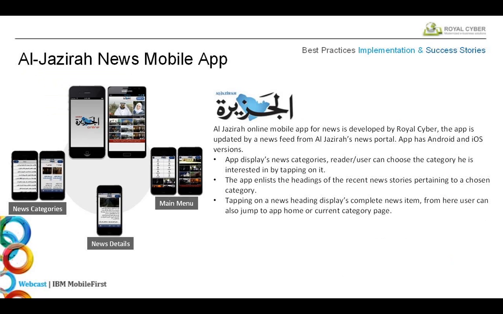The app lists the headings of the recent news stories relating to the chosen category. Tapping on the news heading displays the complete news item. From this point, the user could also jump to the app home or the current category page. The biggest feature and improvisation in this mobile app is multilingual support in 2 languages, Arabic and English. For the GCC market, this mobile application seems really general and fascinating as a need of the people, and the gesture functionality in this app provides a really good user experience as well.